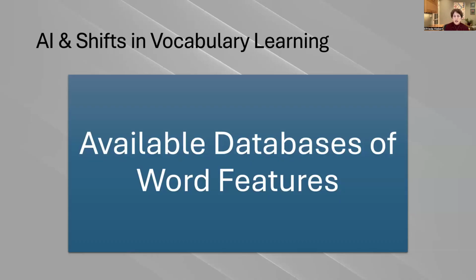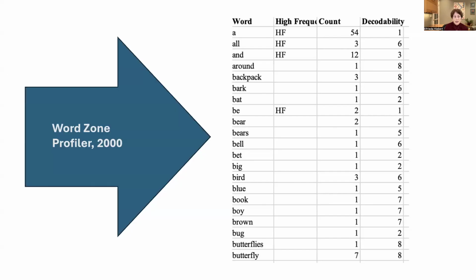Another shift in vocabulary learning that is probably as massive or even more massive than the ability to look at these large databases is the availability of databases of word features. Now, when I started the Word Zone Profiler, which is the word analyzer that I use at Text Project, we basically had two dimensions that we were looking at, the decodability of words and the frequency of words, as well as getting the count of the words in the text, but that's a pretty peripheral kind of thing.